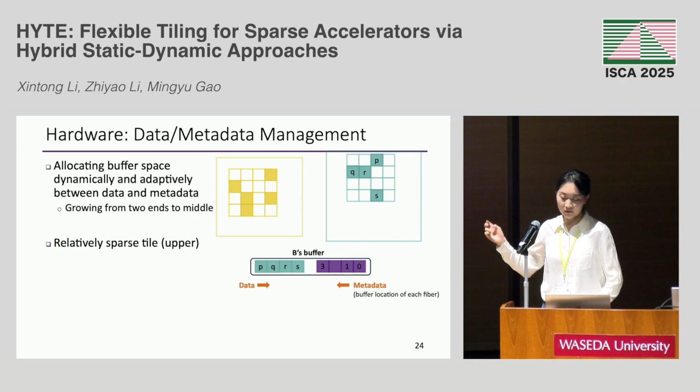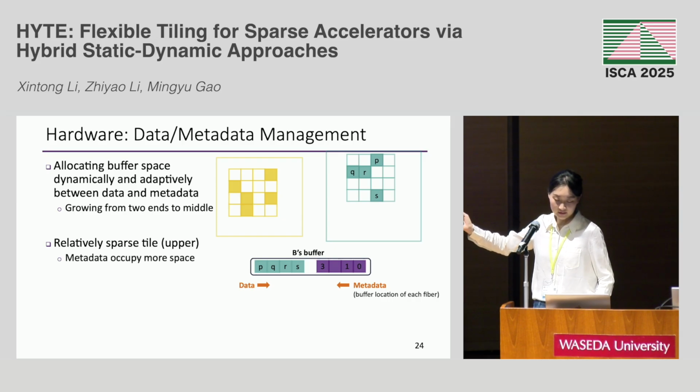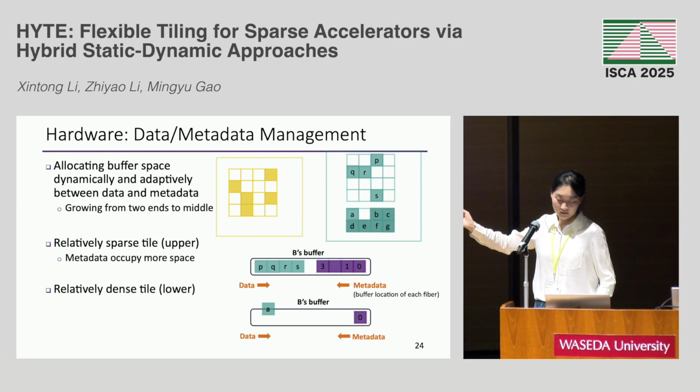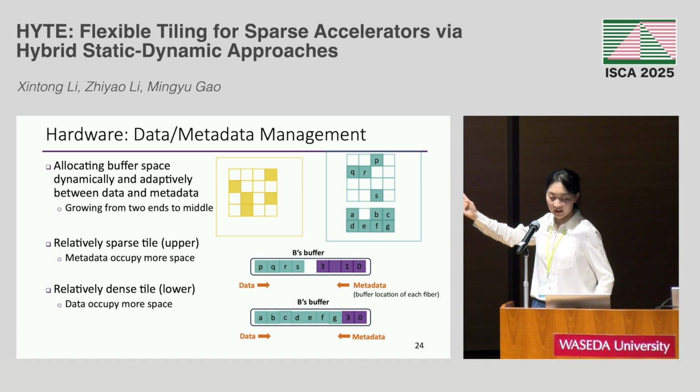For example, in a relatively sparse tile, there are fewer non-zero elements, so the metadata takes up more space. In contrast, in a denser tile, as the lower one shows, the actual data dominates, requiring more space than the metadata.